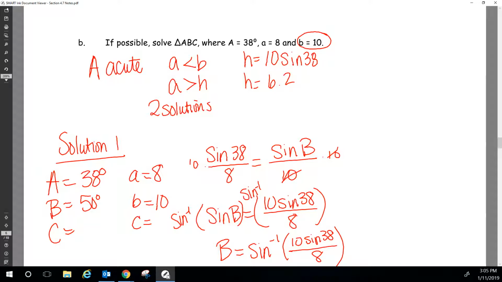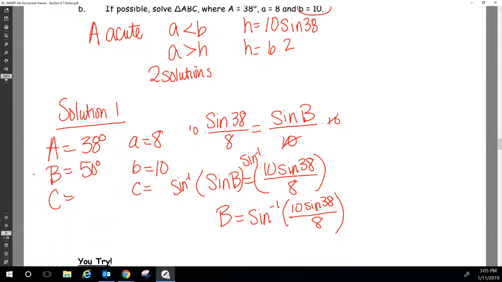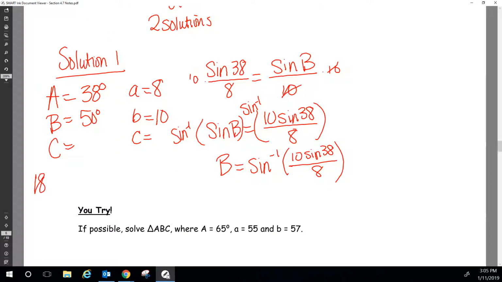All right, now that we know big A and big B, we can subtract those from 180 to find big C. And big C then would be 92 degrees. To find little c, we're going to use law of sines again. So hopefully you've written everything down.